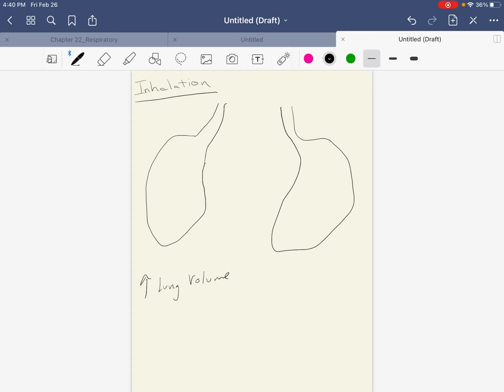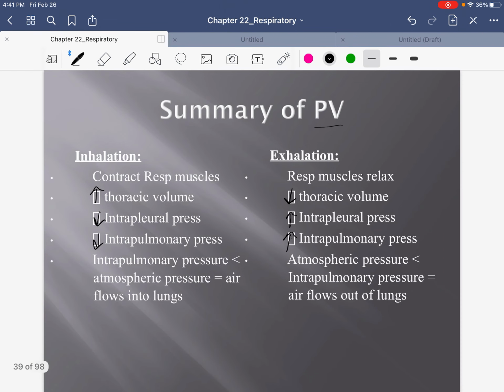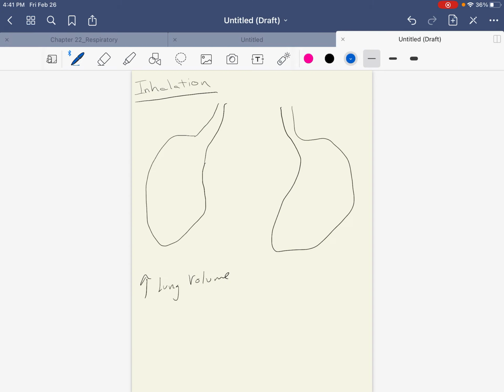Again, we're going to be going off of the relationship between pressure and volume, just like we did when we talked about the cardiac cycle and blood moving from one chamber of the heart to the next. So when we inhale, we're going to increase lung volume. We can refer to that as thoracic volume. It's the same thing as lung volume, really. You can use different words, thoracic volume or lung volume, either one.